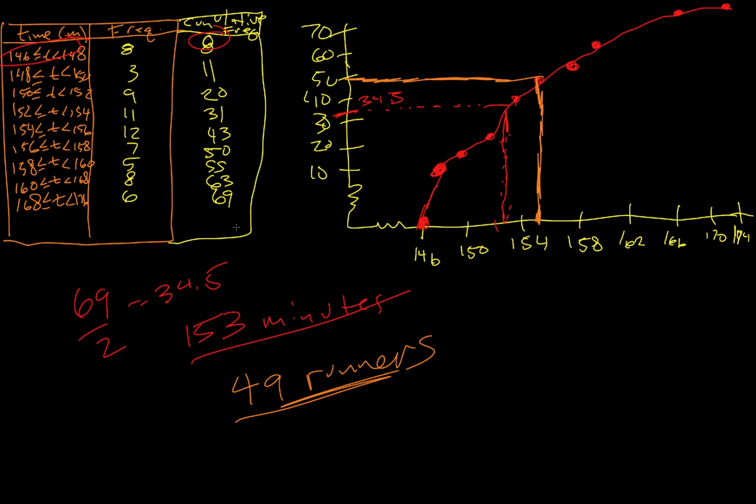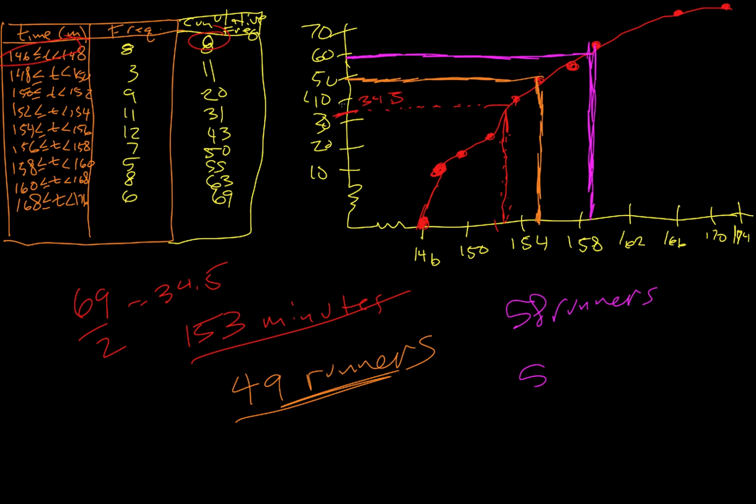Now part 3 on C, percentage of competitors who took more than 159 minutes to finish. So 159, it's going to be like right here. Going to go up to there. All right, I would call that 58 runners, but we want the percentage. So we're going to say 58 divided by 69.